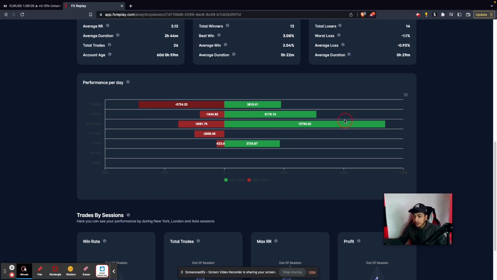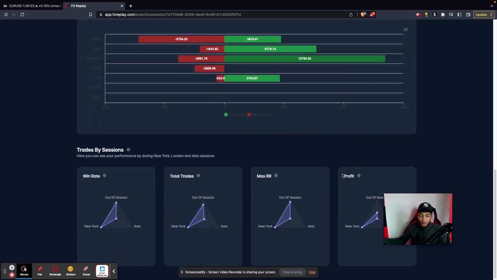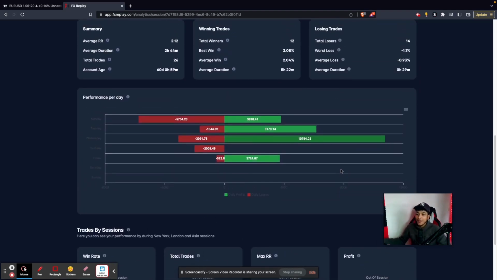And then with that knowledge, equally, Wednesday is my most profitable day. So maybe moving forward on Wednesdays, I wouldn't increase my risk, but maybe I'll just be a bit more excited to trade Wednesday.